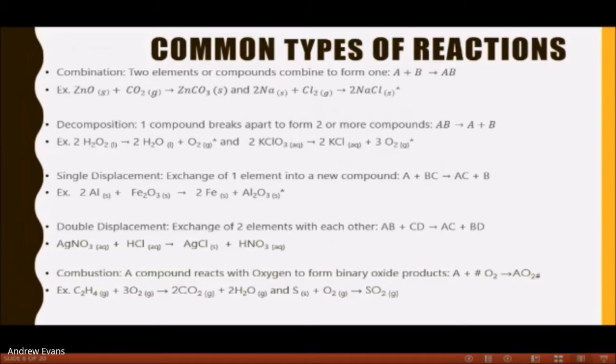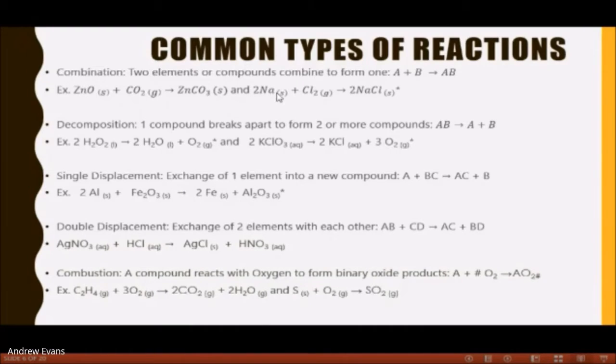Now, one of the basic ones is a combination type. A combination type is 2 elements or 2 compounds coming together to form a new one, such as a generalized reaction A plus B goes to AB. As I said, they could be two compounds or two elements. Zinc oxide plus carbon dioxide come together to form smithsonite, which is zinc carbonate. So the CO2 binds to the zinc oxide to make one molecule, one structure.